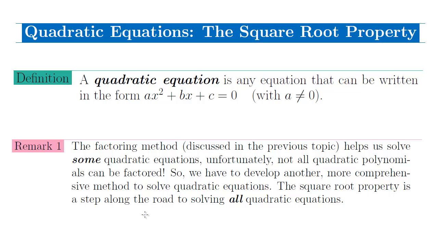Now in the first topic, we discussed the factoring method for solving quadratic equations. This helps us to solve some quadratic equations. However, unfortunately, not all quadratic polynomials can be factored. So that means we have to develop other, more comprehensive methods to solve quadratic equations. The square root property, which we discuss in this topic, is just one of those methods. It's a step along the road to solving any quadratic equation.